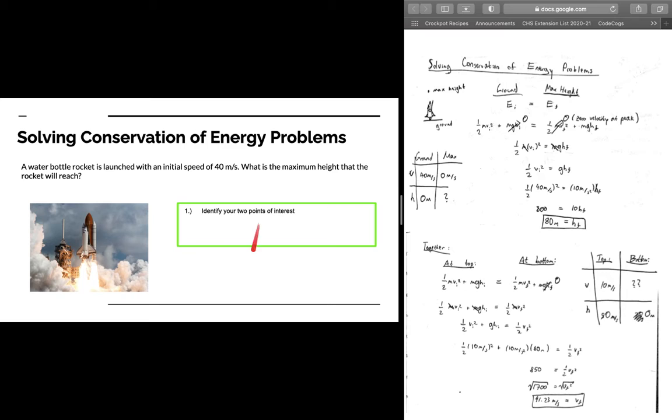So now the second thing that we're going to do is write down what we know about each point of interest. Right here, at the ground, we know our initial velocity is 40 meters per second, and we know that our height on the ground is 0 meters.